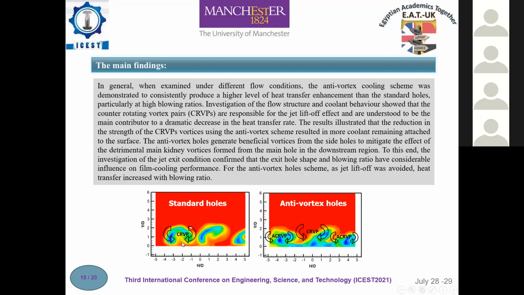As the blowing ratio increases, the counter-rotating vortex pair vortices lift the coolant off the surface, which causes a rapid decrease in film coverage. The new anti-counter-rotating vortex pair vortices produced by the new design try to move against the main hole vortices because they are rotating in the opposite direction to the main vortices, keeping the coolant flow near the blade surface. This phenomenon can strongly improve the film coverage and effectiveness.